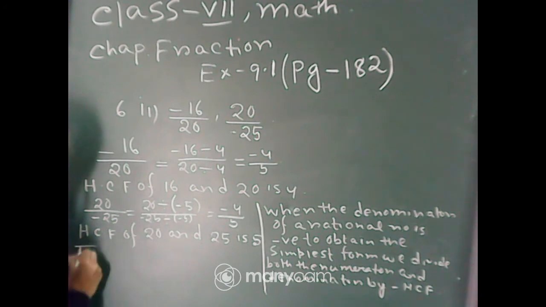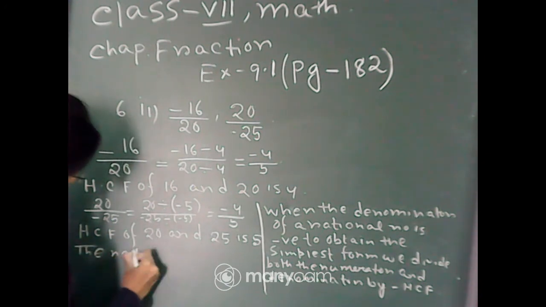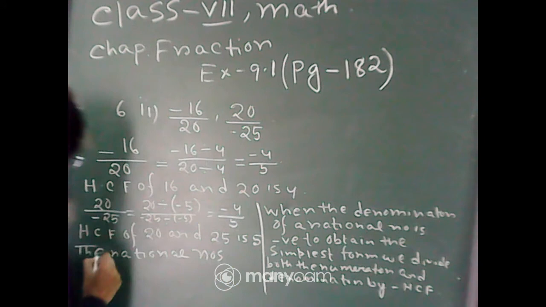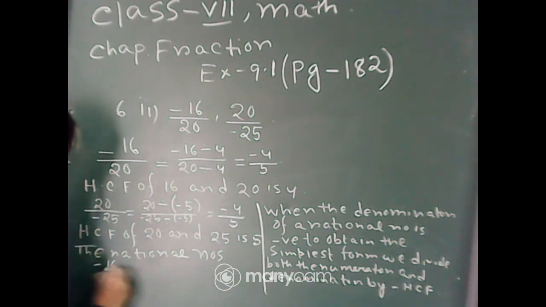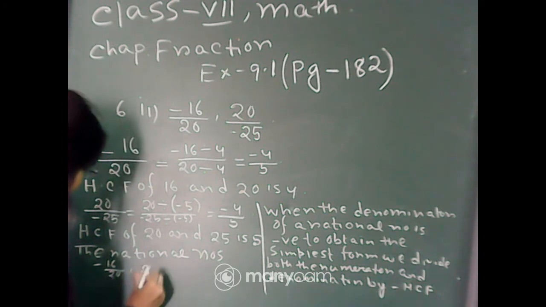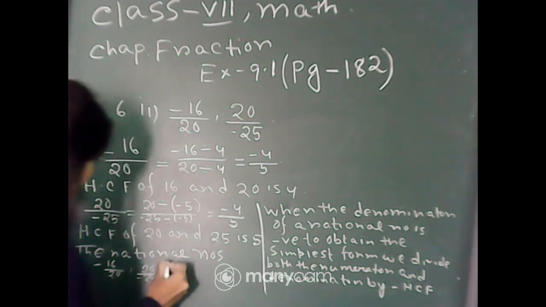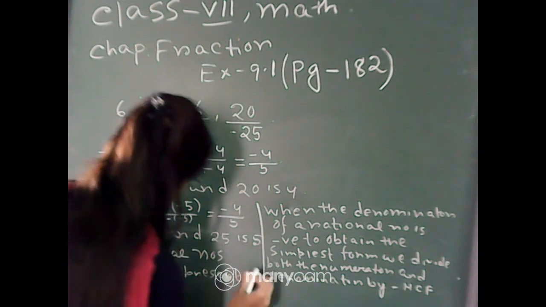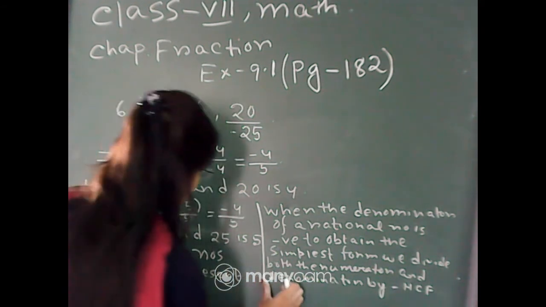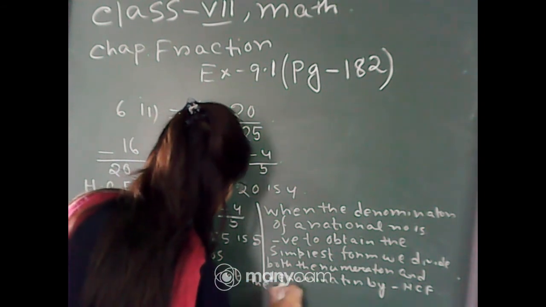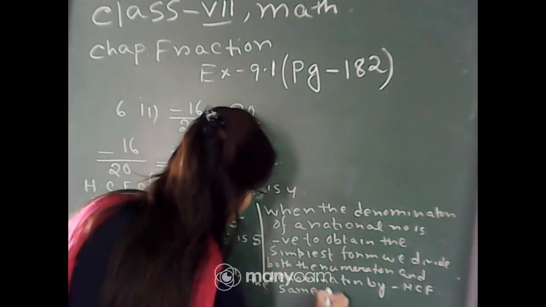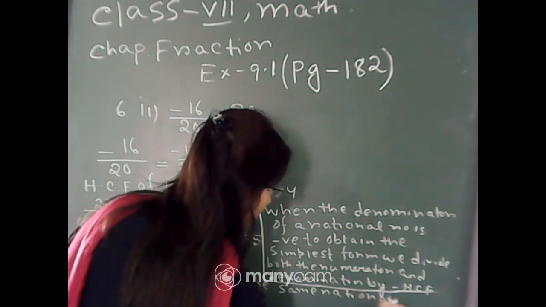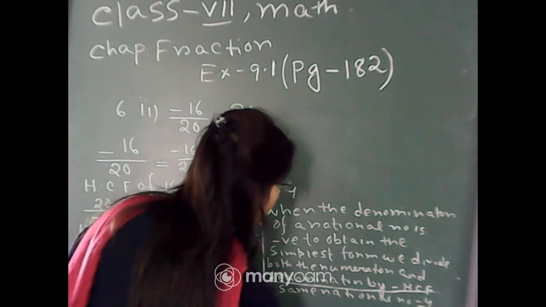Therefore, the rational numbers minus 16 divided by 20 and 20 divided by minus 25 represent the same rational number, minus 4 by 5. Clear?